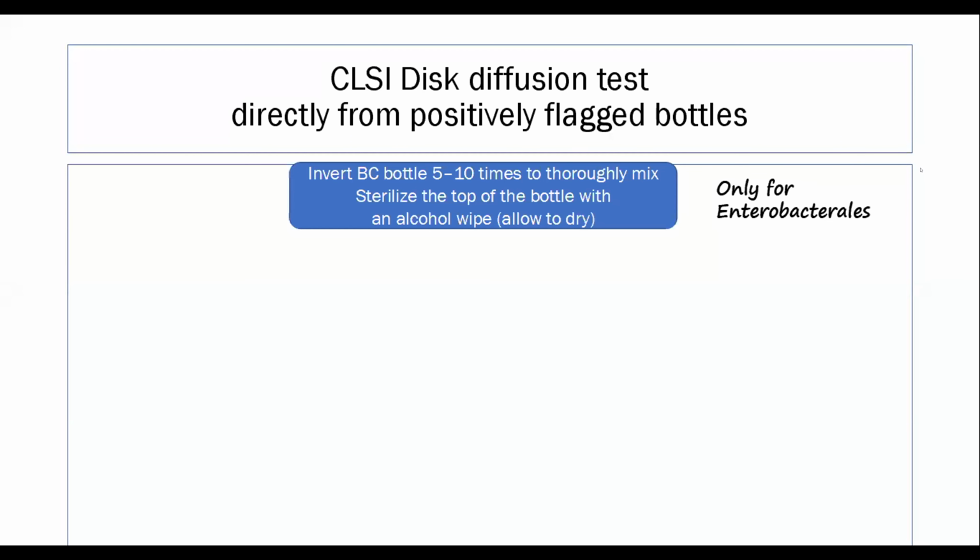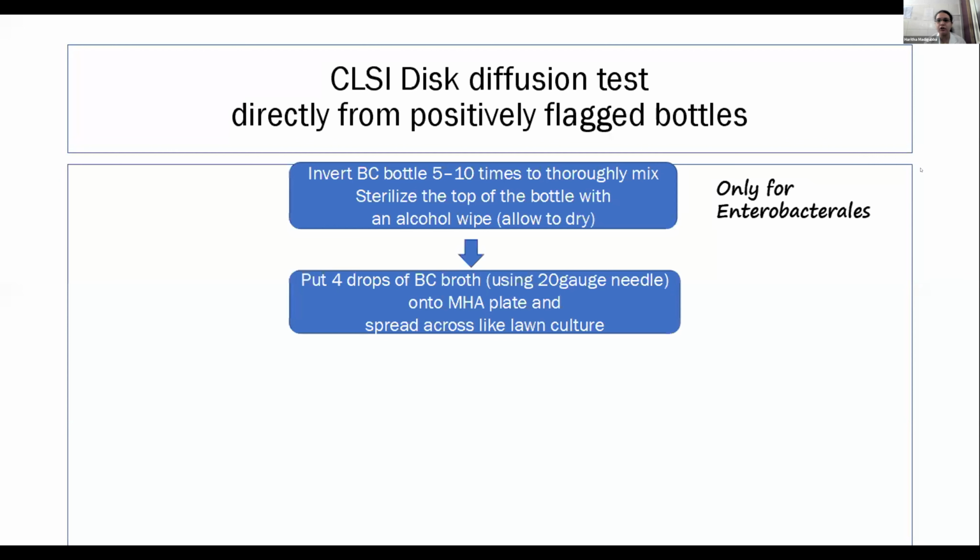The 20 gauge is very important because only the particular inoculum which is required will be transferred here. If you take a bigger or smaller size, the amount of blood may differ and the inoculum size may also differ. For that reason, you need to take only a 20 gauge needle and dispense 4 drops of the blood culture broth onto the MHA plate, and we have to spread across like the lawn culture.